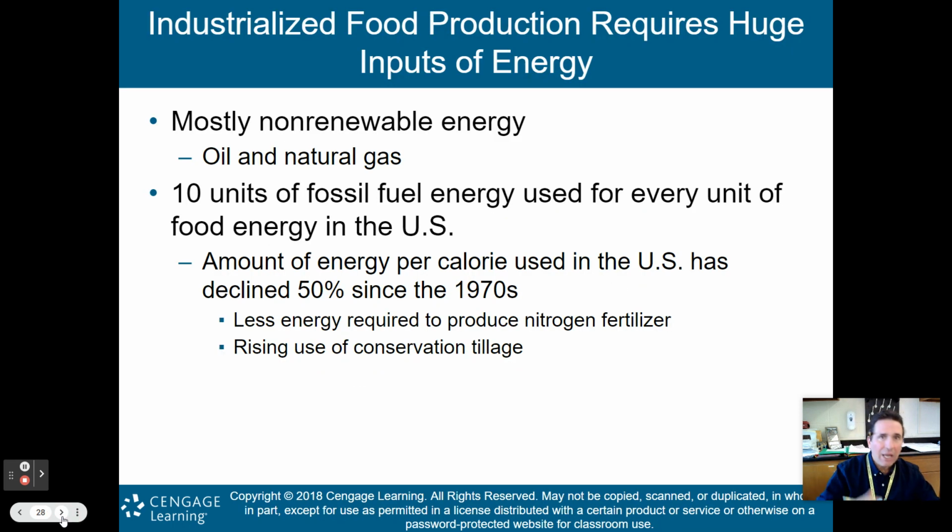So industrialized food production requires huge inputs of energy. I don't care if it's aquaculture, I don't care if it's industrialized meat production, or if it's industrialized grain production.